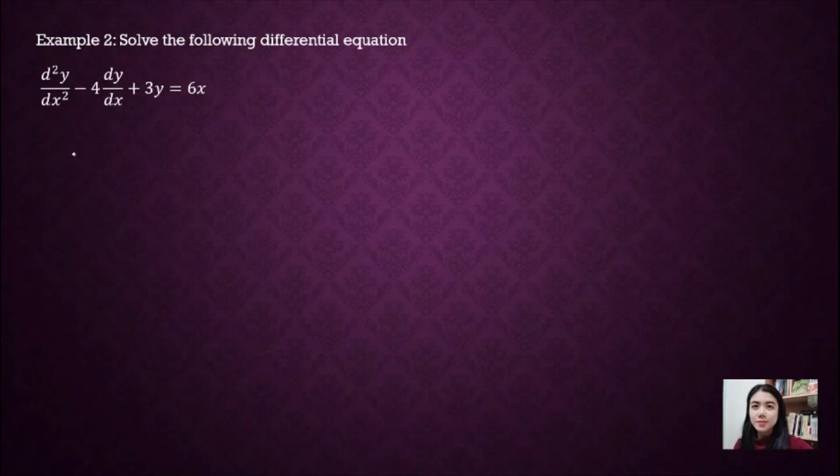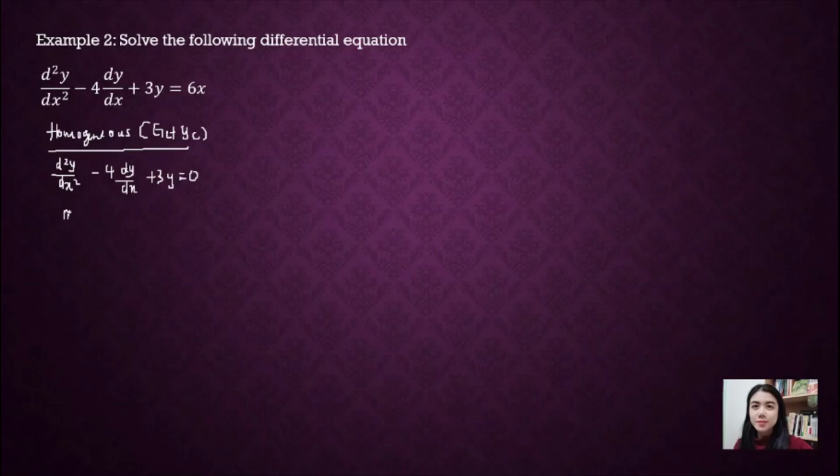Okay, let's just look at example 2. In example 2, you have to convert this non-homogeneous equation into a homogeneous one, so you will have to get your yc. Just let this differential equation equal to 0 and change the derivative into m.